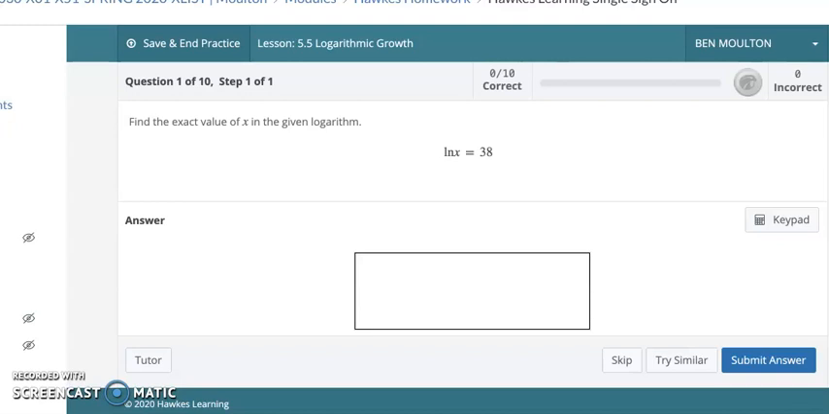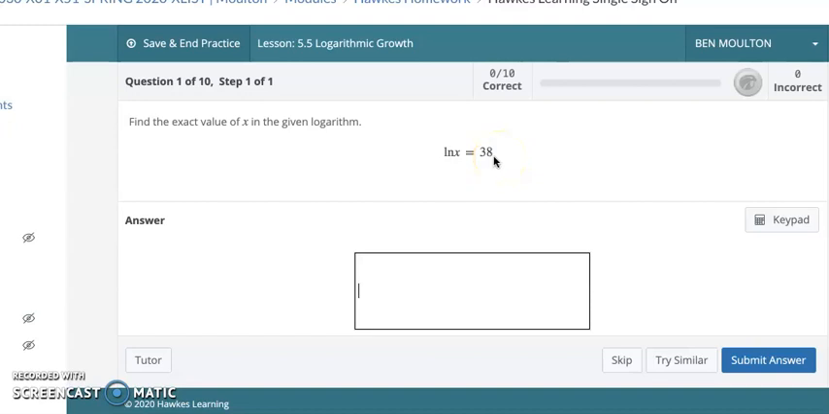This is 5.5, and in the last section we talked about exponential growth. In this section we will talk about logarithms, logarithmic growth and such. So this first one, we're going to find the exact value of x of a given logarithm. Notice this is written as ln of x equals 38, which means natural log of x equaling 38.